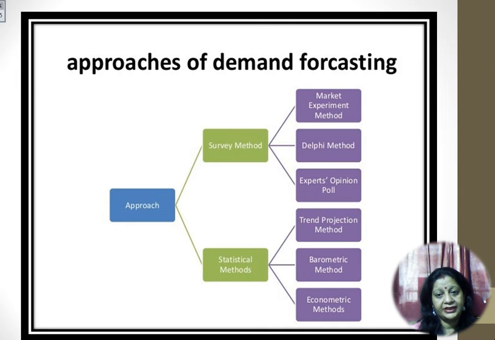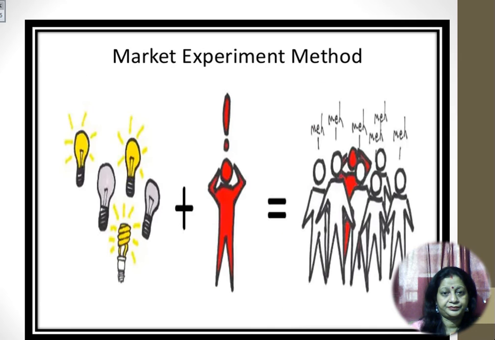Approaches. So these are some of the methods which are used by different companies for demand forecasting. First is the market experiment method. That means if you are going to launch something new in the market, what will be the response to it.